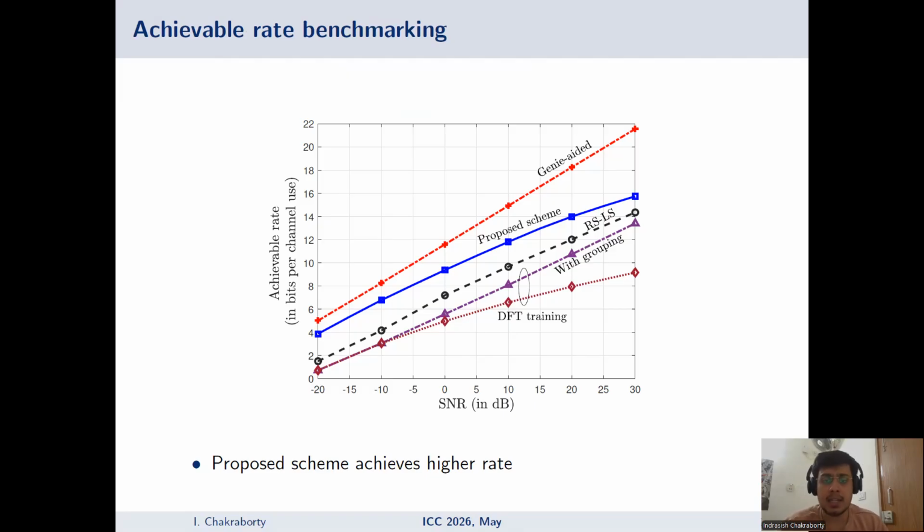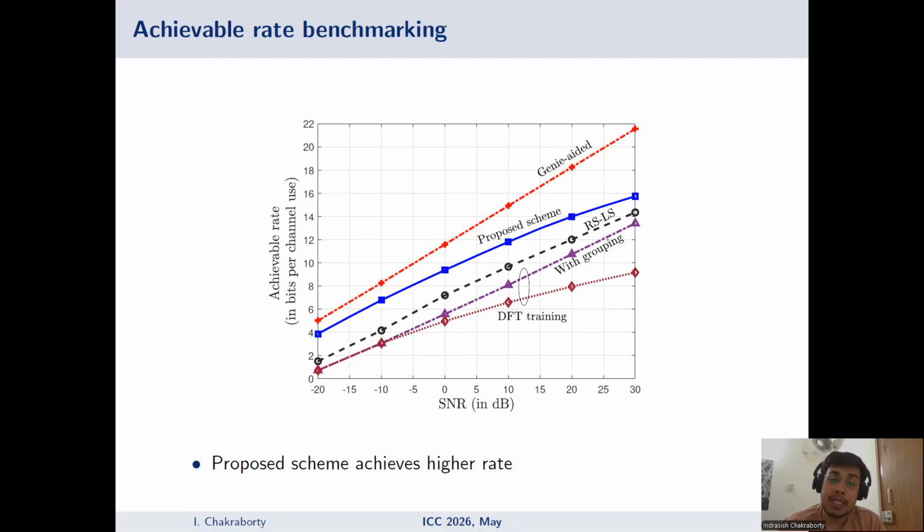For RSLS, it does worse than our scheme, primarily because of two reasons. The first reason is they send way more pilots than us, because for us, we are going much to the left. The number of pilots we send is much smaller than theirs. So that's one reason. The second reason is they take equal power allocation for all the pilots. They really don't optimize it. They don't talk about power optimization at all. So that is another reason.